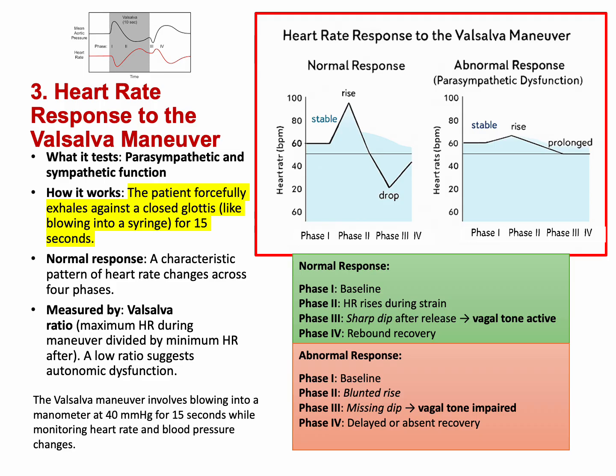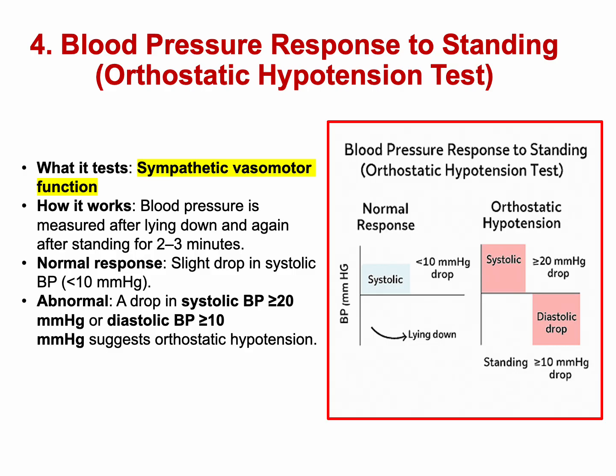In the abnormal autonomic response, phase 3 is often absent or blunted. Heart rate barely dips after strain release. This loss of variability signals impaired vagal tone, a subtle marker of early diabetic neuropathy.